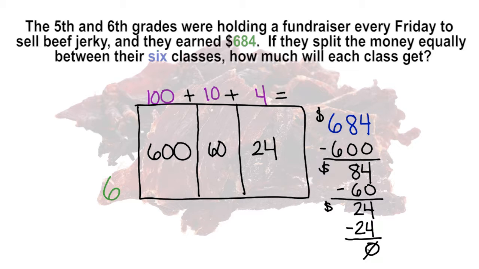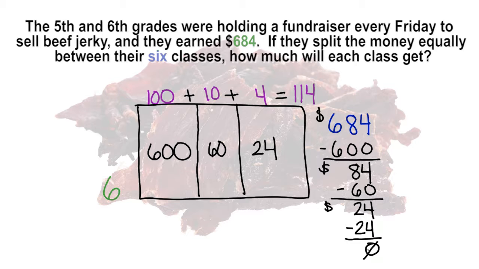Next, add together all of the partial quotients. 100 plus 10 plus 4 equals 114. Therefore, $684 divided by 6 equals $114 for each of the 6 classes.